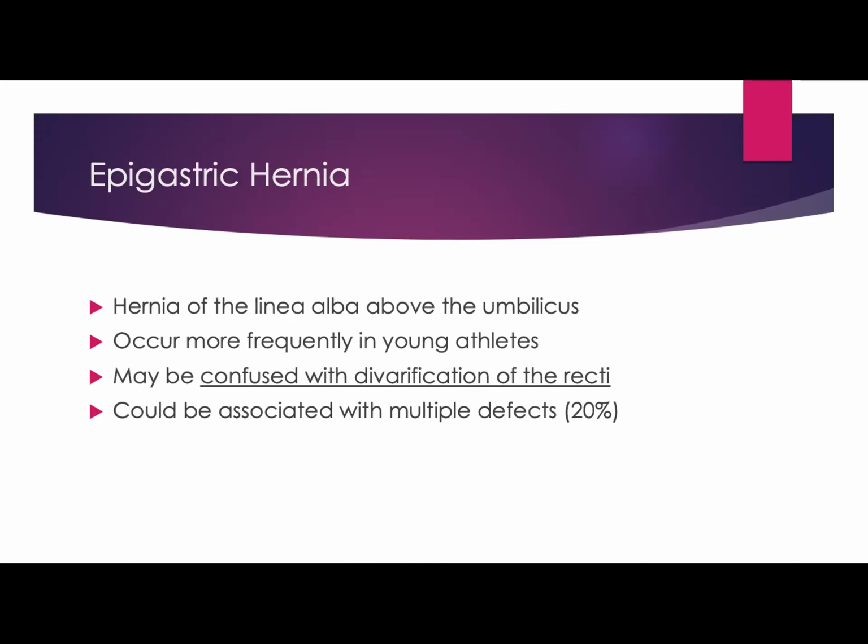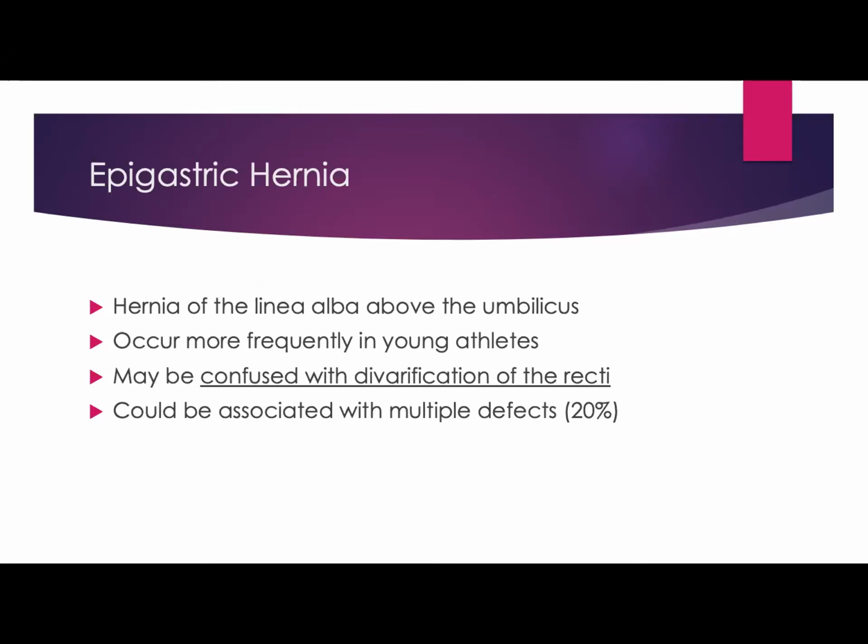So the epigastric hernia is going to occur at the linea alba, okay, which is the line of the rectus abdominis muscles continuation. So that's going to be above the umbilicus. It occurs more frequently in young athletes. So always remember two things about epigastric hernias: young athletes, above the umbilicus, okay?